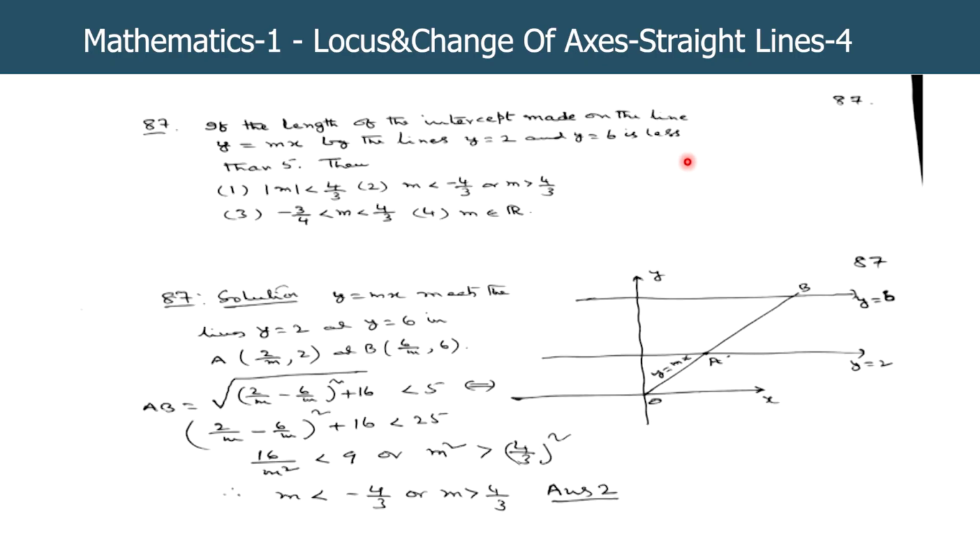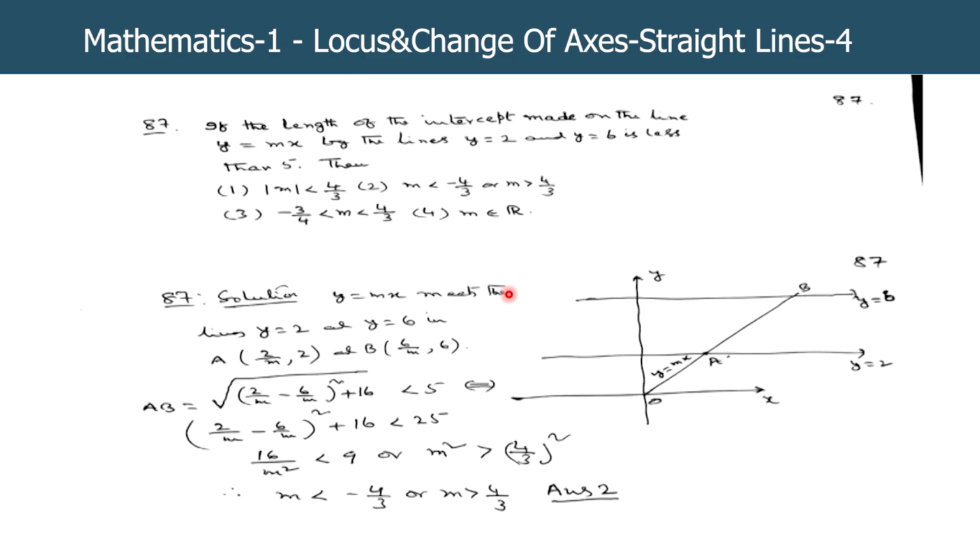87. If the length of the intercept made on the line y = mx by the lines y = 2 and y = 6 is less than 5, then: 1, mod m less than 4 by 3; 2, m less than -4 by 3 or m greater than 4 by 3; 3, -3 by 4 less than m less than 4 by 3; and 4, m is any real number.